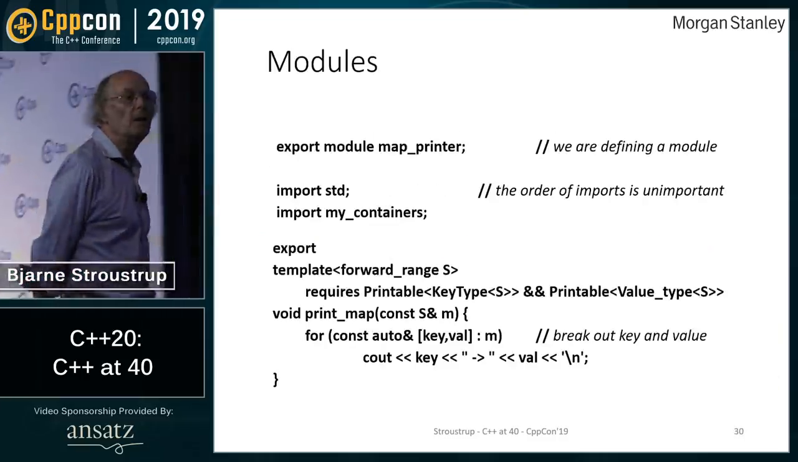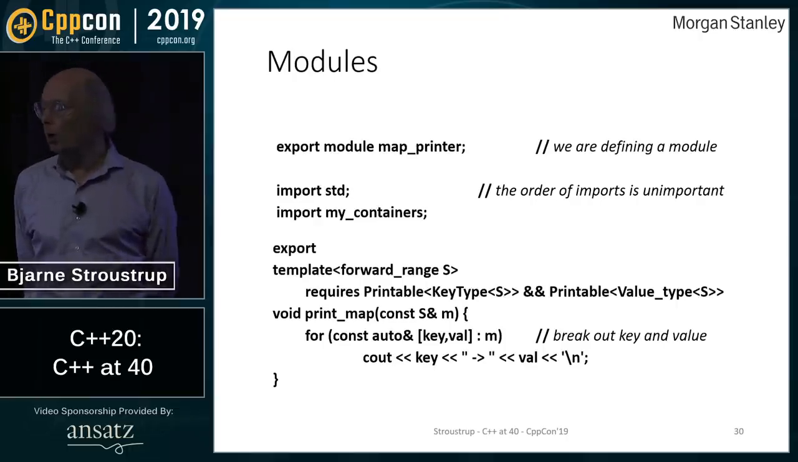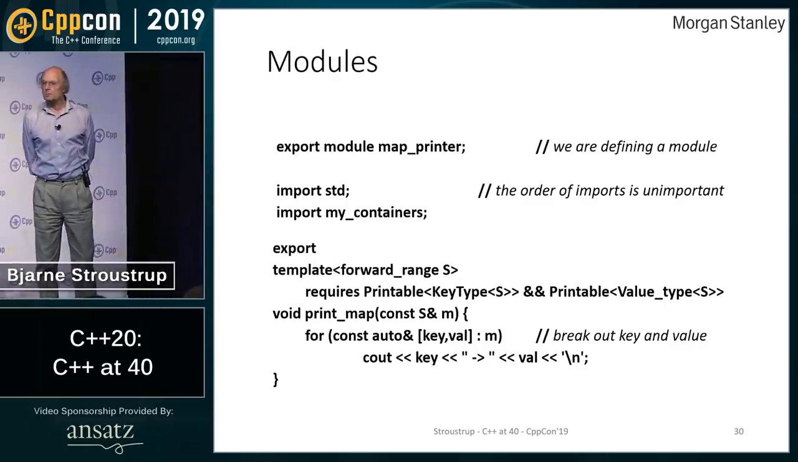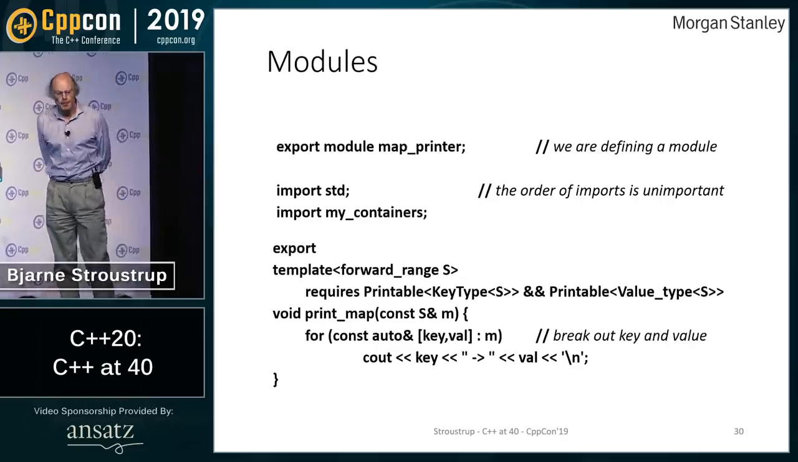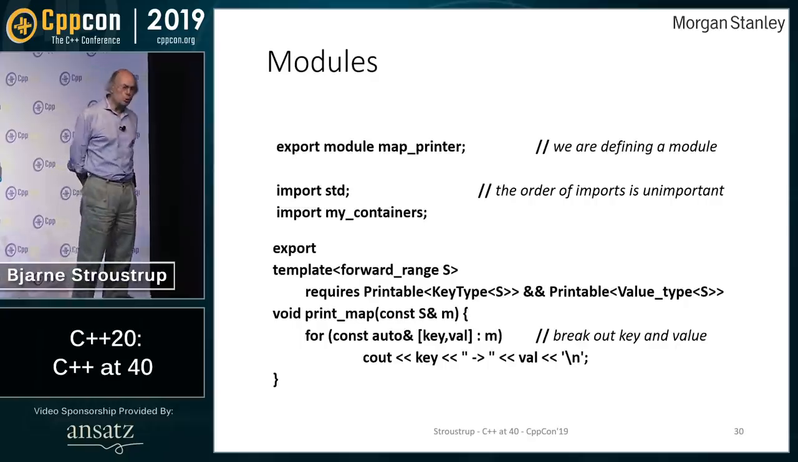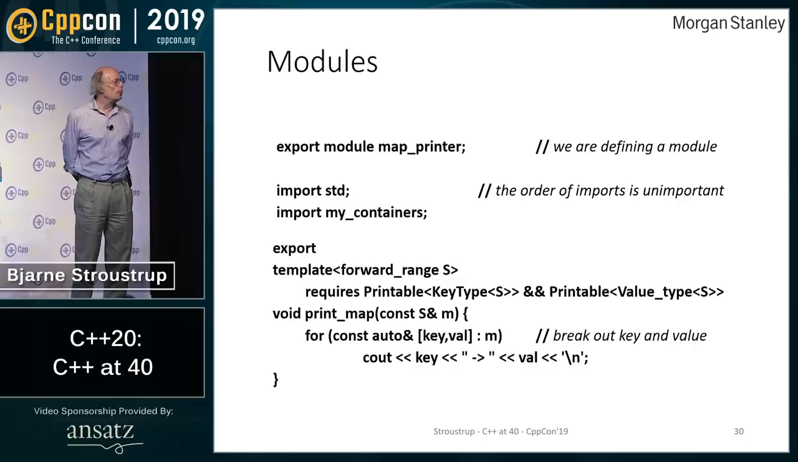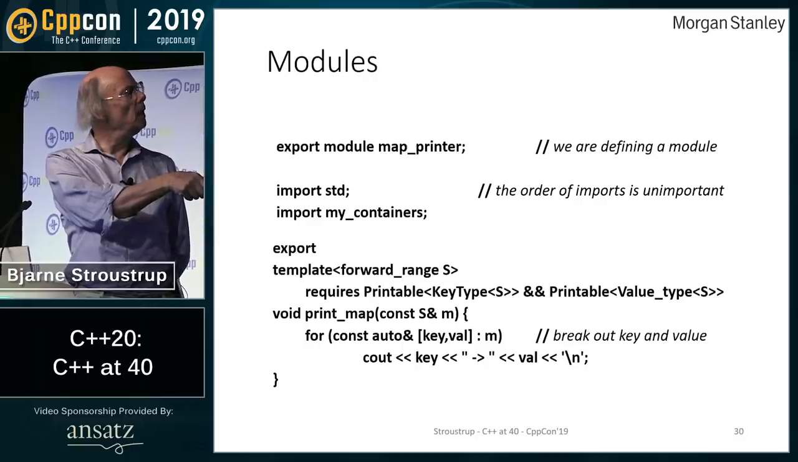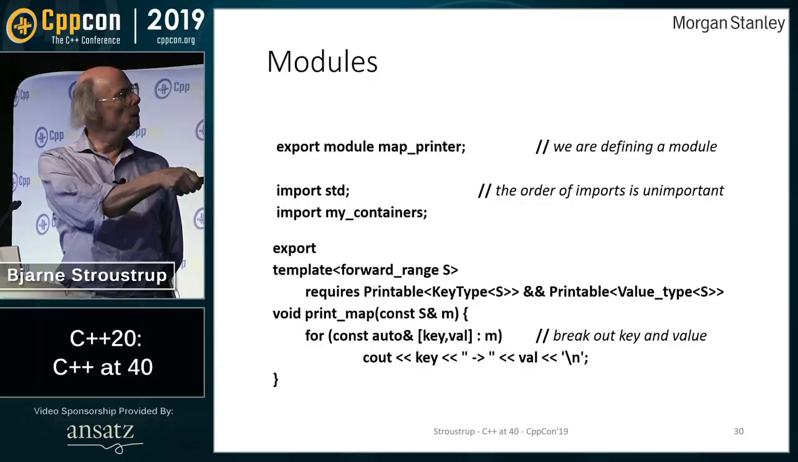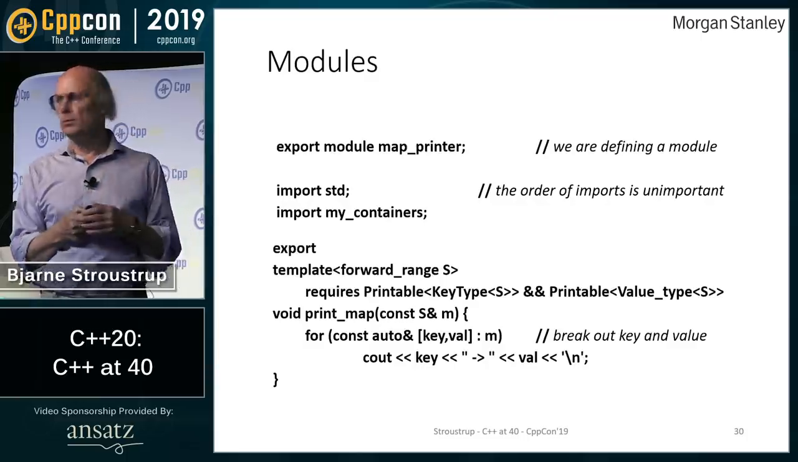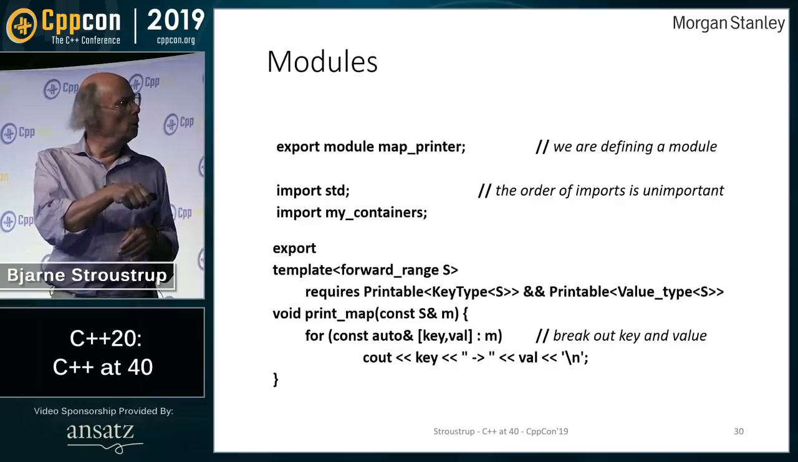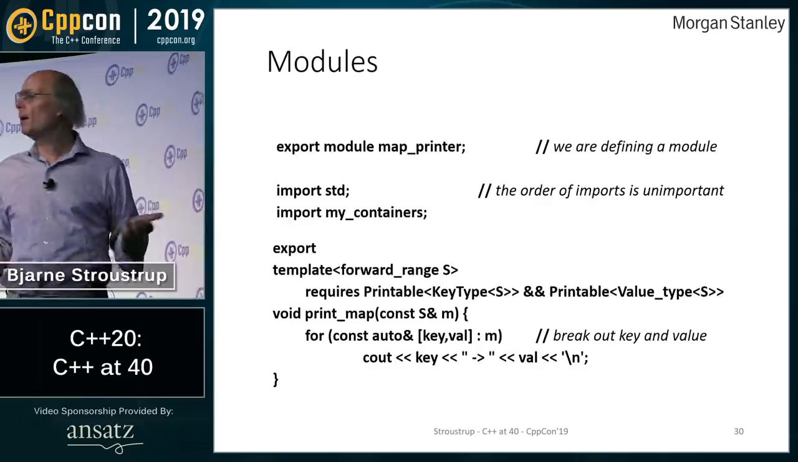Anyway, back to composition. We compose software out of modules. Remember, I'm assuming C++20 here. And so if I want to write a map printer, which is sort of the smallest reasonable program that fits on the slide, I'll import std, which unfortunately isn't standard, but it's easy enough to define. You just grab all of the standard library. And then I import my own containers, and then I want to export the map printer there. It's a template. It takes a forward range and prints anything that has printable key and value types. And then I do a loop over the elements there using structured binding and write out the key value pair.